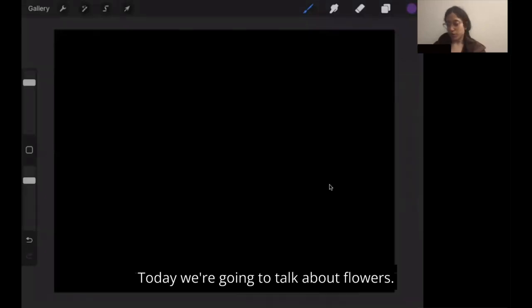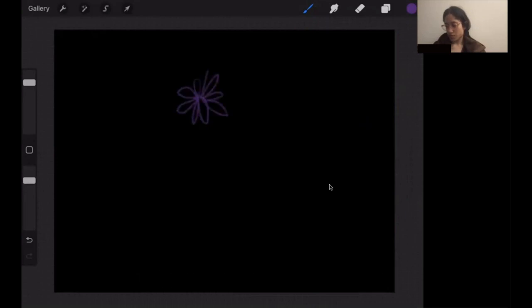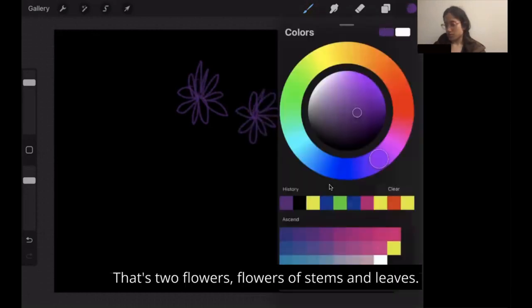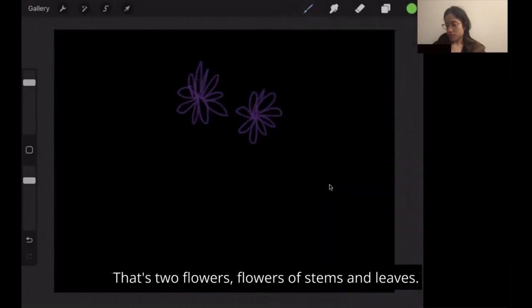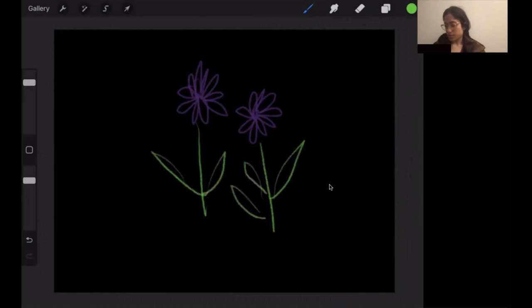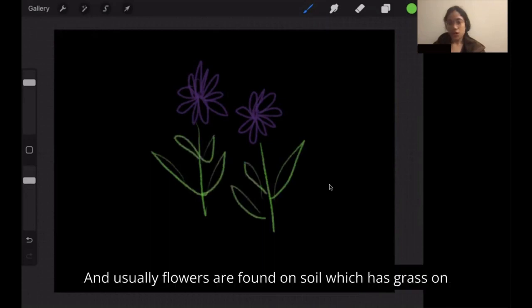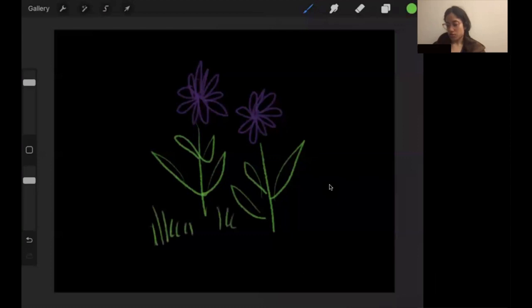Today we're going to talk about flowers. That's two flowers. Flowers have stems and leaves. And usually flowers are found on soil, which has grass on top of it.